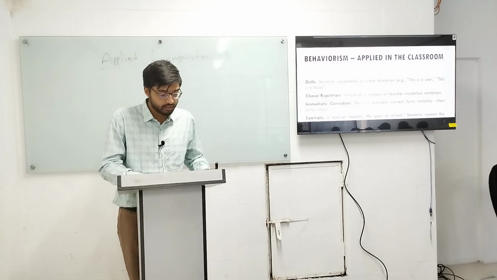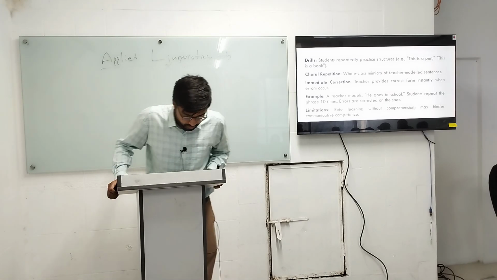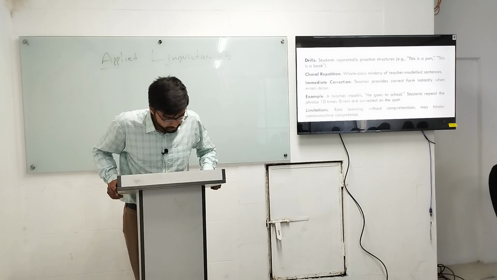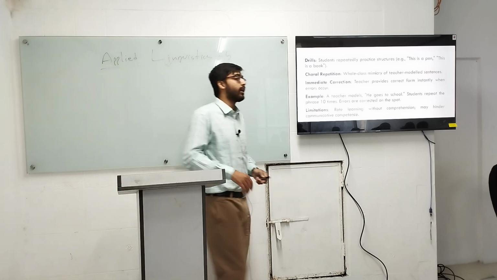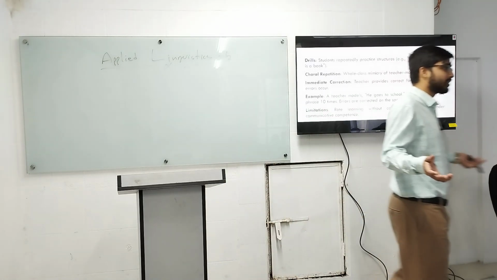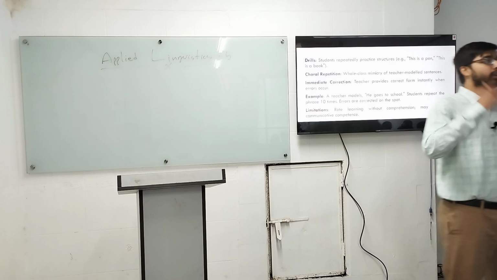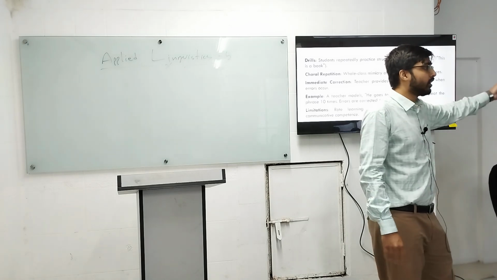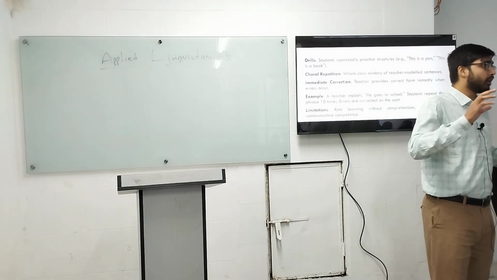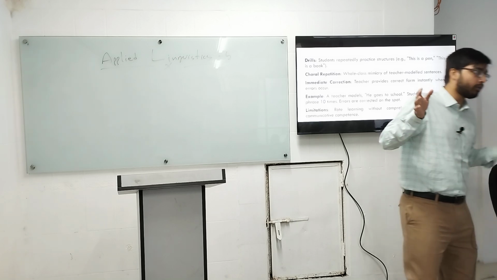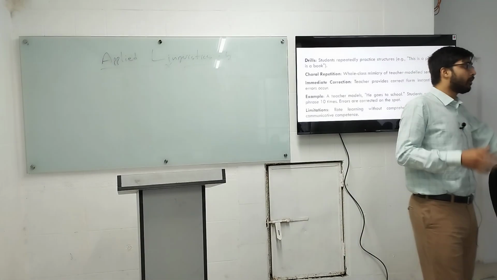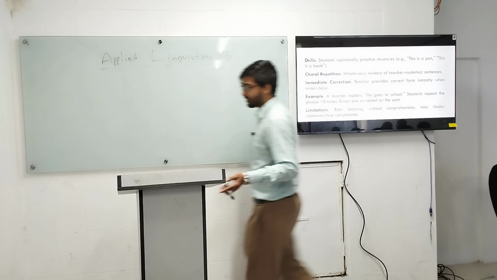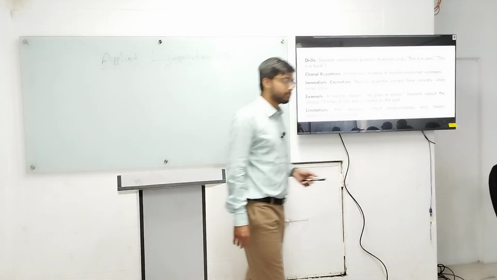Okay, how is behaviorism applied in the classroom? Let's see: drills, choral repetition, immediate correction. Drills: students repeatedly practice structures. This is a pen, this is a pen, that is a book, that is a book. We know those drills, huh? In our schools also, we got through those drills. This is a door. He is a boy, she is a girl. In order to differentiate between the pronouns he and she, we used to drill. He is a boy, he is a boy, and then she is a girl, she is a girl. Drills means practice.